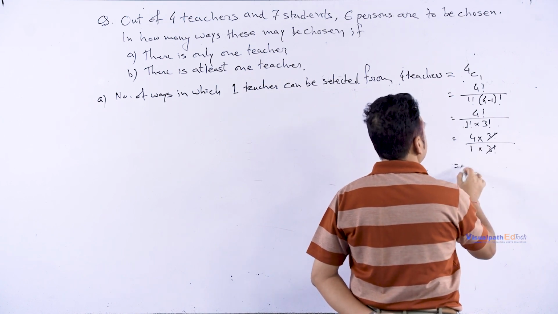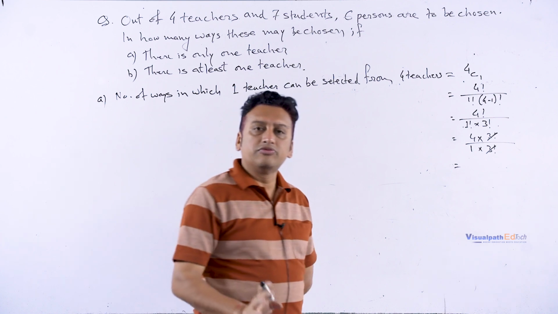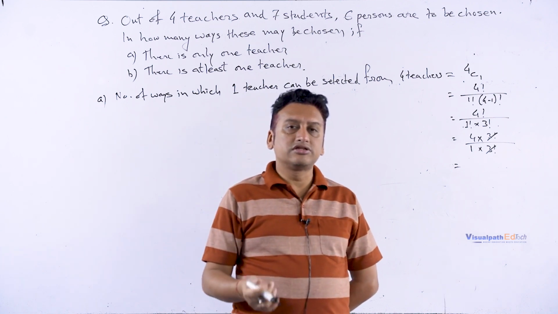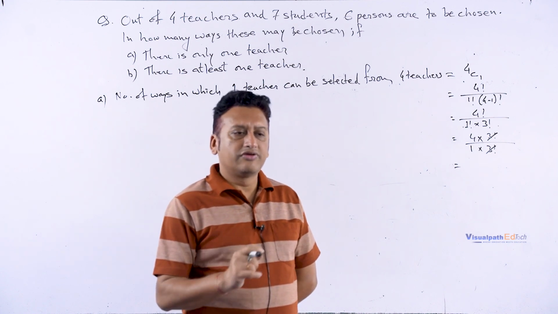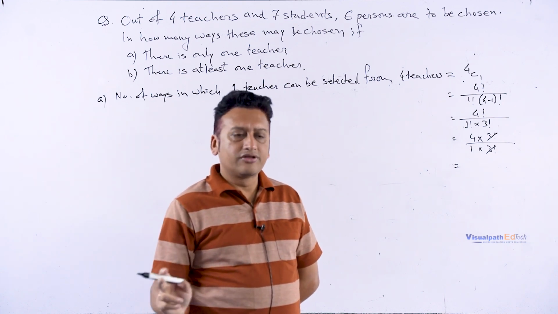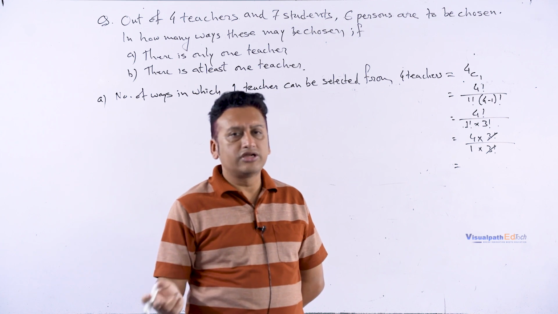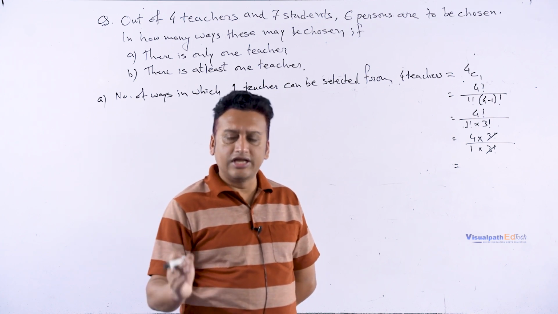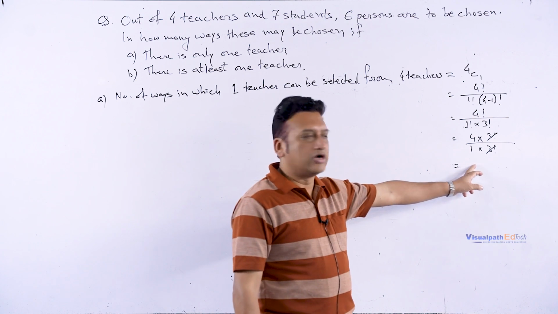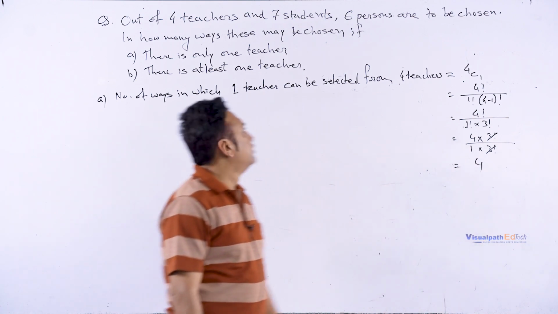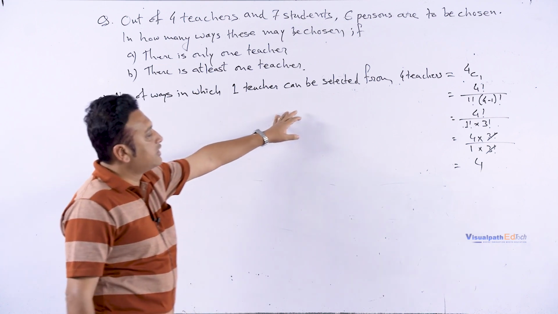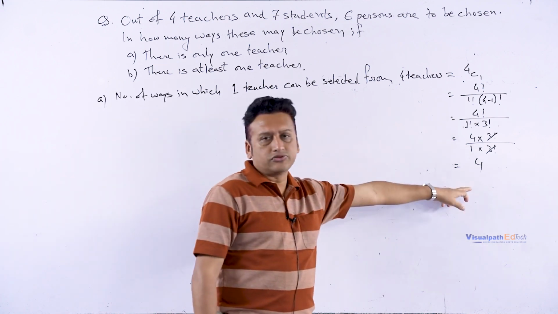These two get cancelled. Factorial 1 will be 1 only. We will not be multiplying it with 0, because as you know, factorials always end with 1. After 1 we are not going to write 1 into 1 minus 1 or 0, it ends in 1. So, factorial 1 is 1. Ultimately this is 4 ways. So, the number of ways in which one teacher can be selected from 4 teachers is 4 ways.